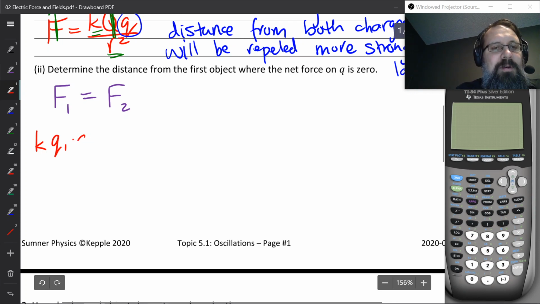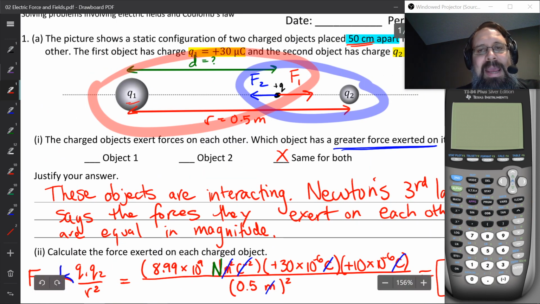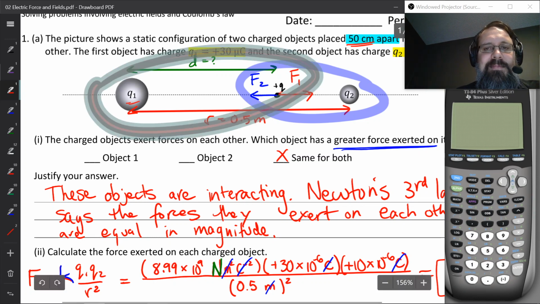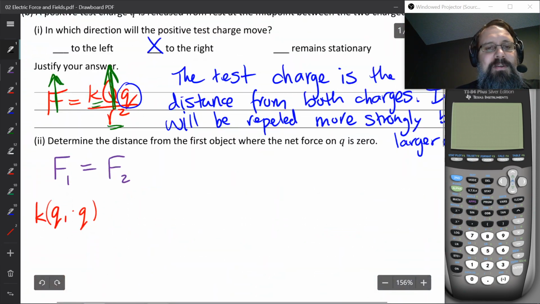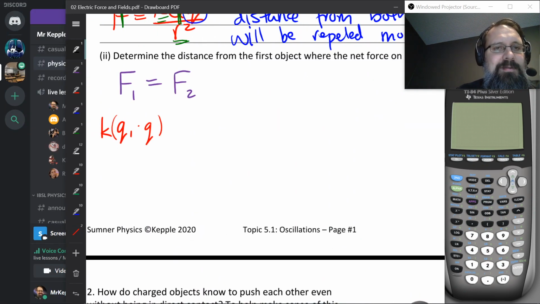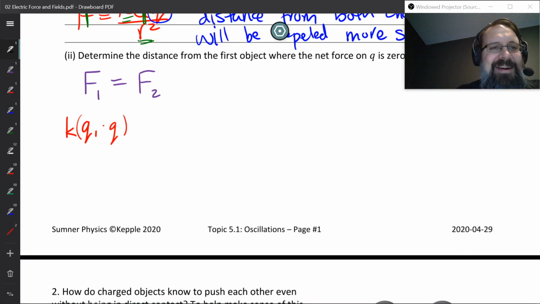What I'm doing here is the interaction between Q1 and little q. How far apart are Q1 and little q? These guys are distance d apart. So I'm going to divide by the distance squared, d squared.